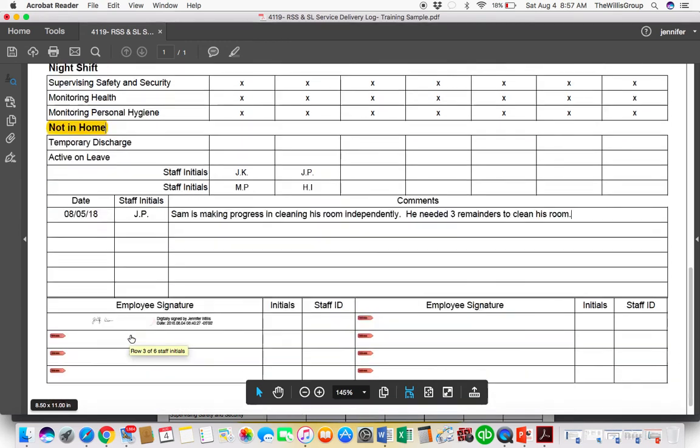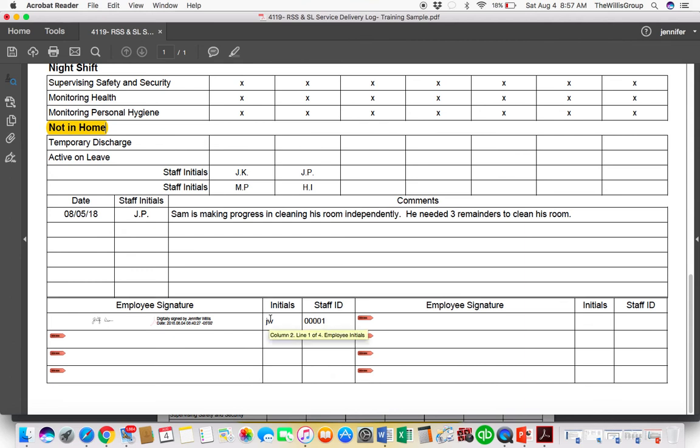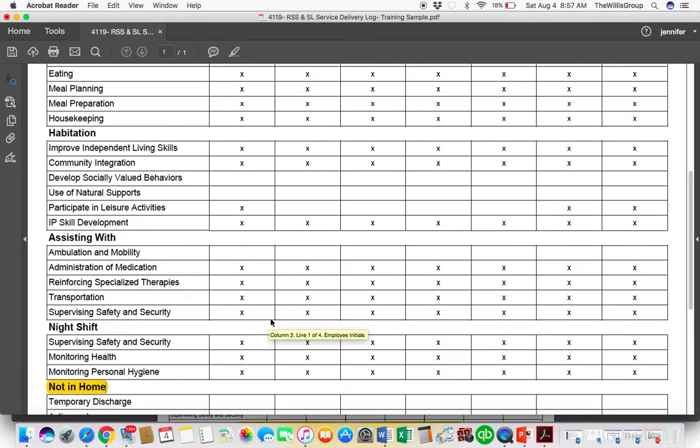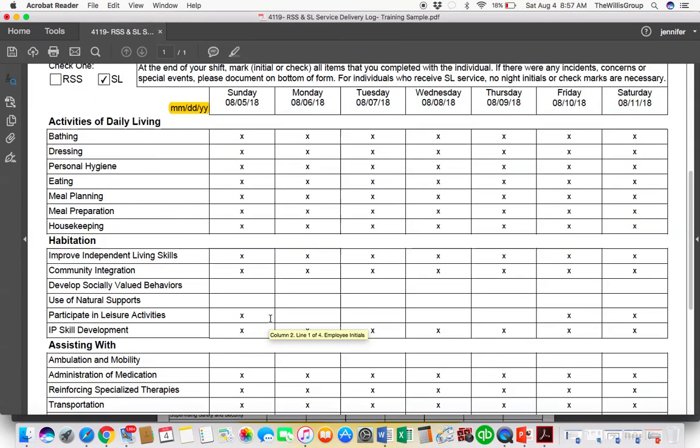And then that person is going to sign. I did a digital sign here, but you're going to actually sign by hand, enter your initials, and then whatever your staff ID might be. And this is the completion of Form 4119.